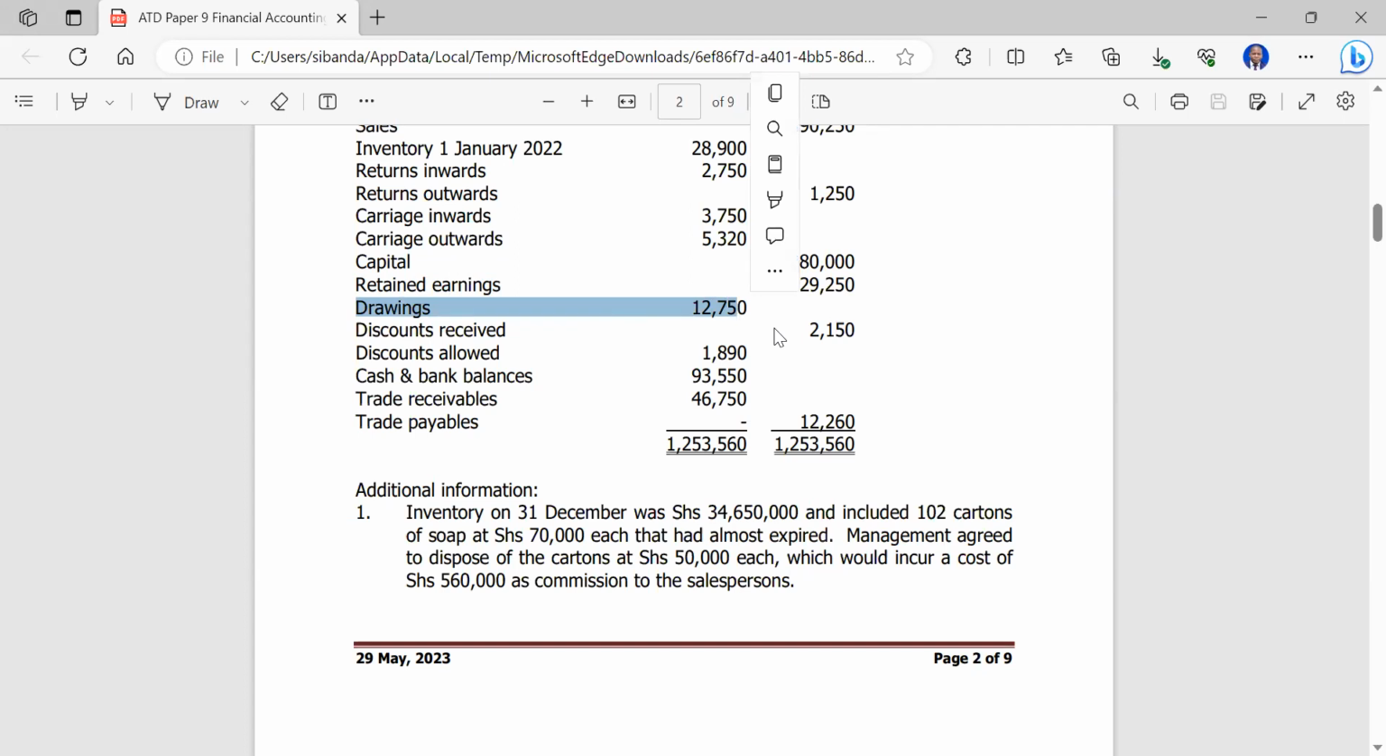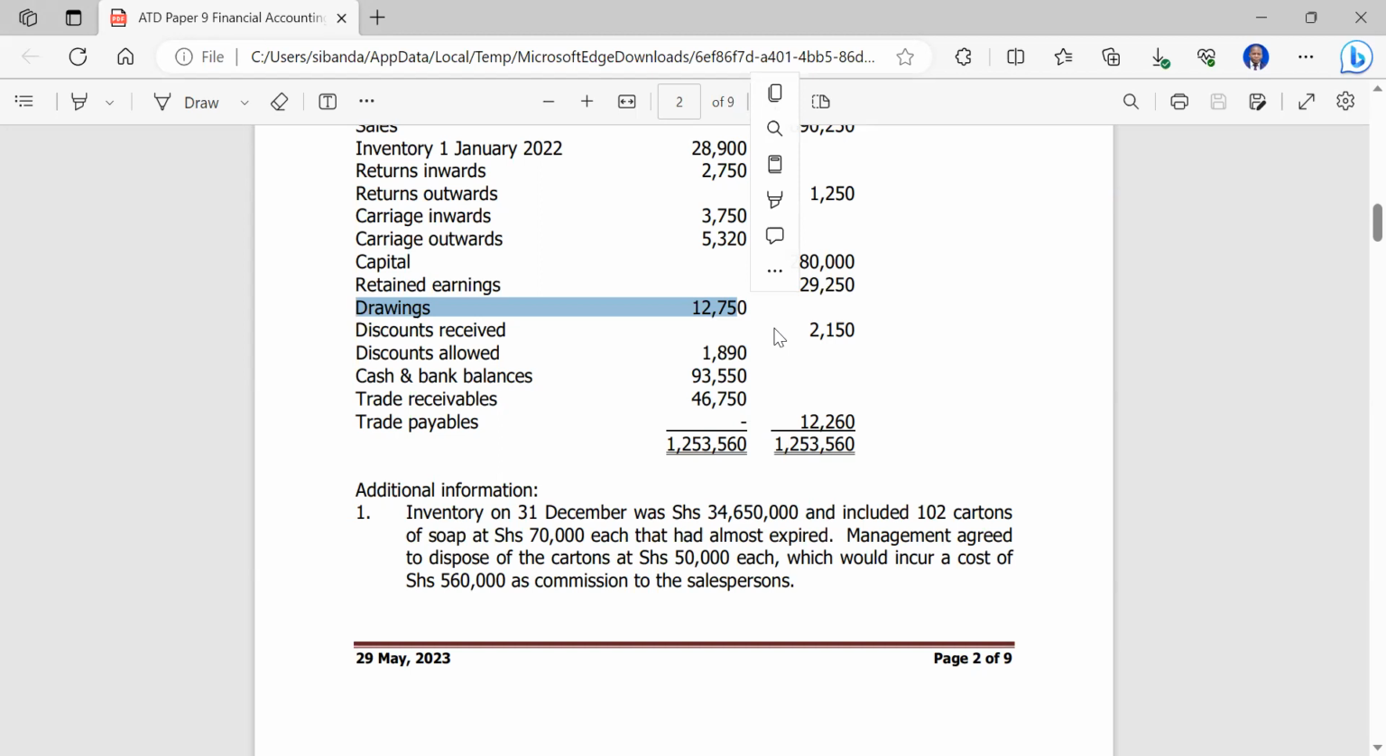Drawings is just the owner removing money from the business for their personal use. These drawings could be in cash, but they could also be in kind. If they're in cash, it means they have removed actual money from the business. In kind, they remove inventory from the business. If it's inventory, we value that inventory, and that is the value of the drawings. Then the drawings reduce capital, so how are they treated?